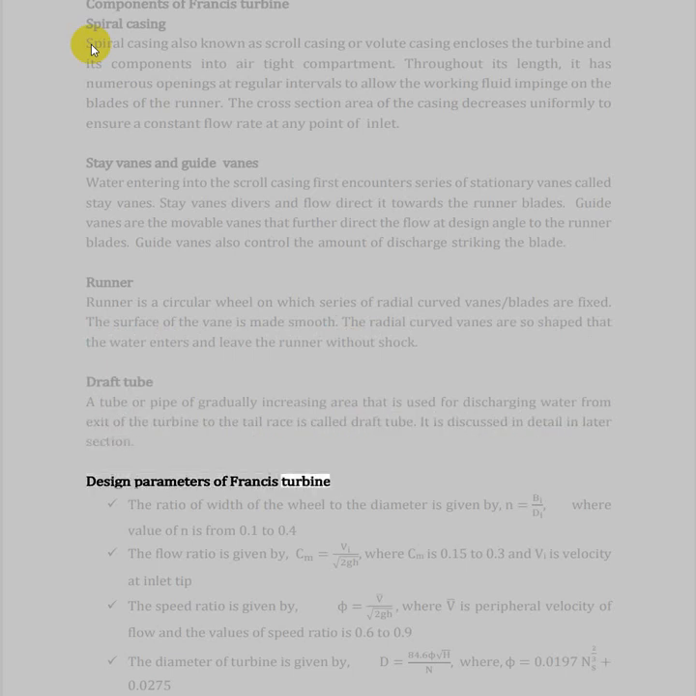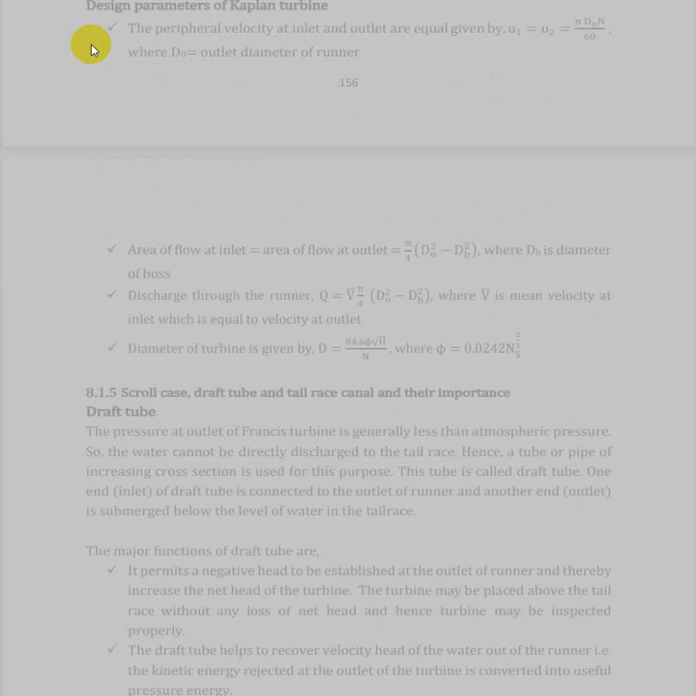Design parameters of Francis turbine. The ratio of width of the wheel to the diameter is given by n equals, where the value of n is from 0.1 to 0. The flow ratio is given by c equals, where cm is 0.15 to 0.3 and vi is velocity. At inlet tip, the speed ratio is given by phi equals, where v is the peripheral velocity of flow, and the values of speed ratio are 0.6 to 0.9. The diameter of turbine is given by d equals dot square root, where phi equals 0.0197 n plus 0.0275.